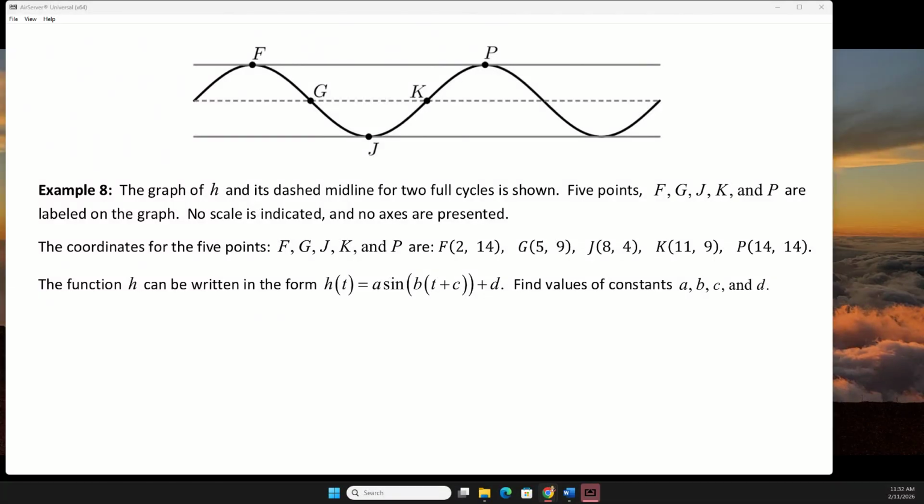You would have already figured out the coordinates of F, G, J, K, and P when you did part A. And then what you're going to do is use those coordinates to figure out A, B, C, and D of the graph to give the equation of the graph.